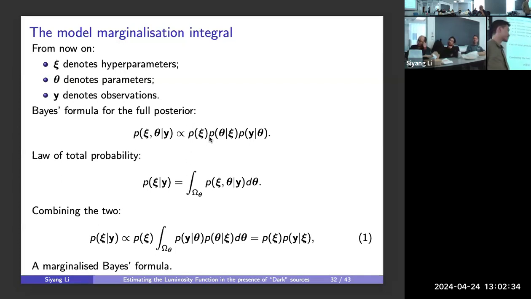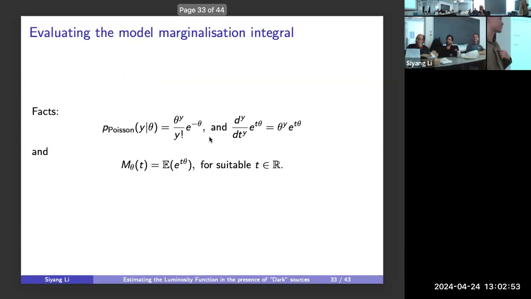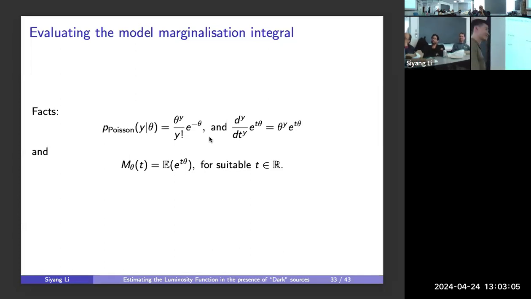And because the parameter space can be high dimensional, this integral is high dimensional, so it can be quite complicated. So this method will rely on three highly non-trivial, complicated mathematical facts. You have to believe me on these three facts, and here they are. The first one is the PMF of a Poisson distribution. The second one is the derivative of an exponential function, and the third one is the definition of moment generating functions. I think everyone in this room can agree with me on these three facts.